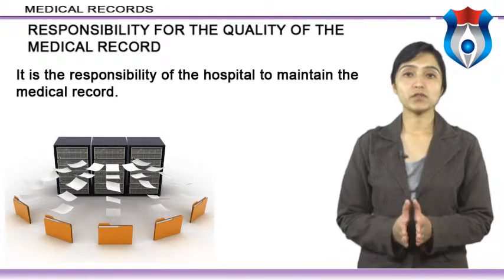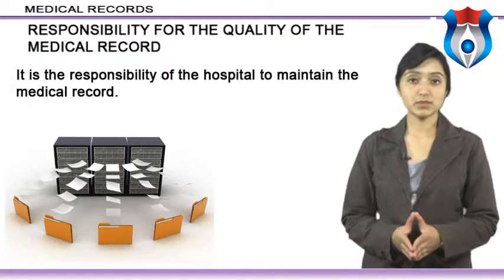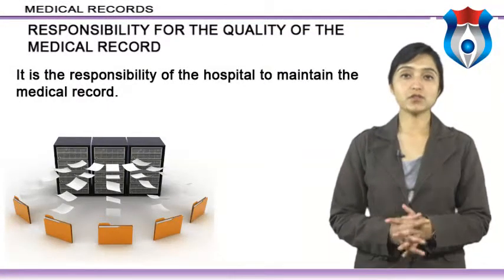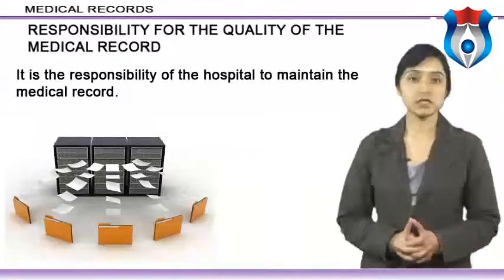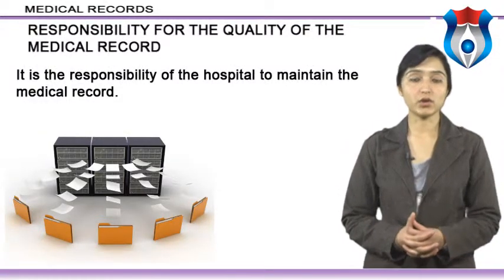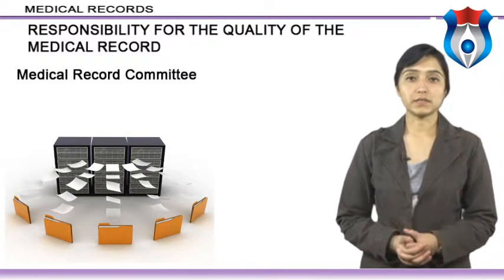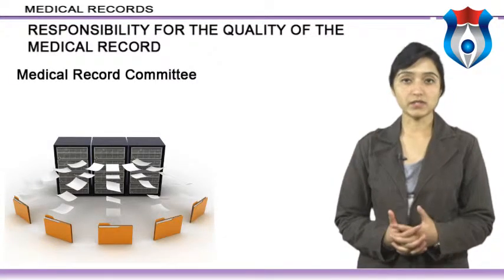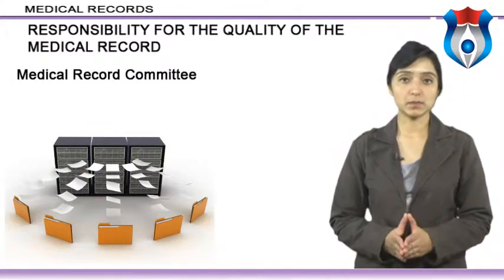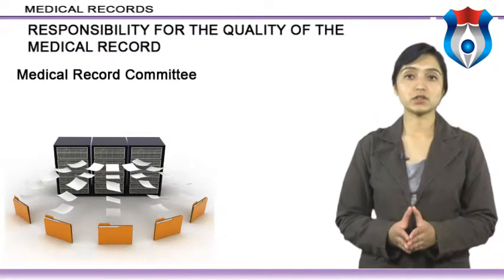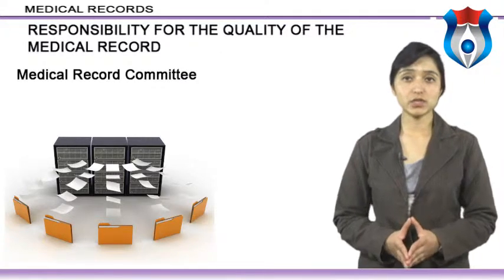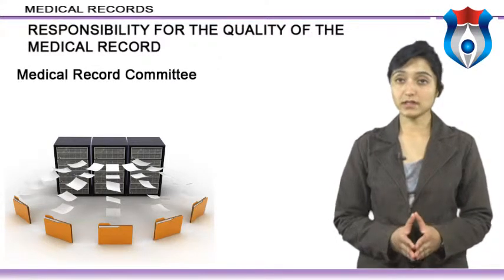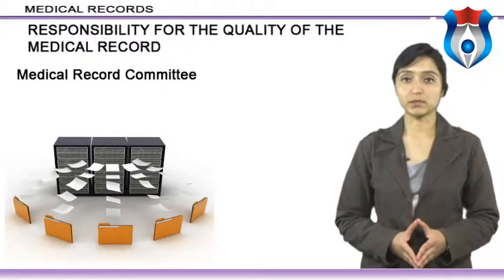Responsibility for the quality of the medical record. It is the responsibility of the hospital to maintain the medical record. The medical professionals of the hospital have the ultimate responsibility for the overall quality of the medical record. Medical Record Committee. In most of the hospitals, the quality review of the medical record is done by a specific committee constituted for this purpose, which is called the Medical Record Committee. This committee usually has members from the management, medical staff, consultant physicians and surgeons, and the medical record department.